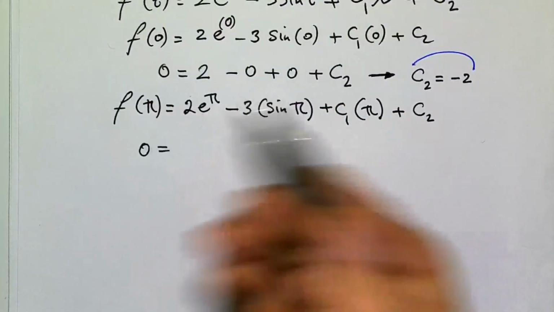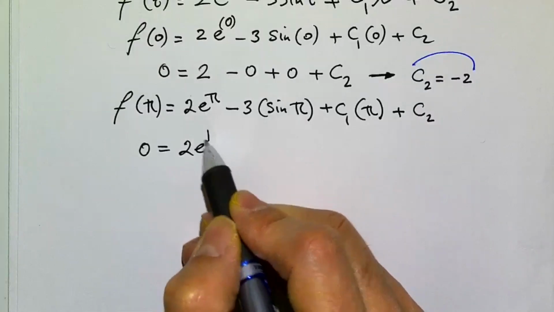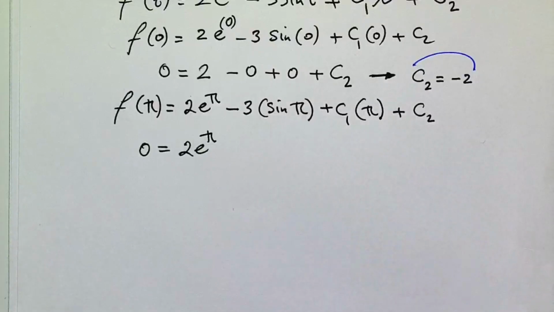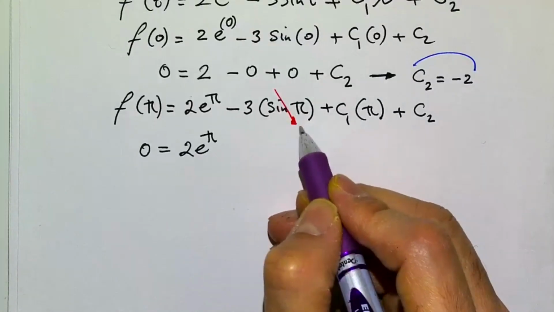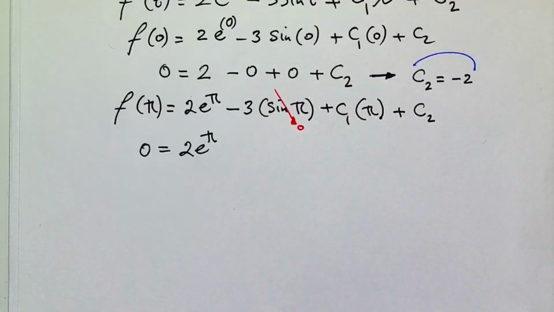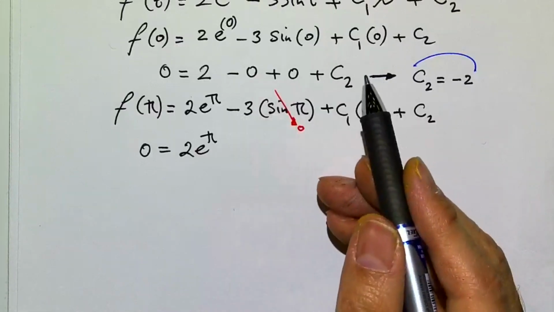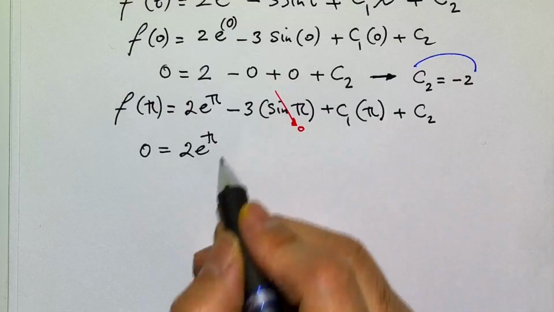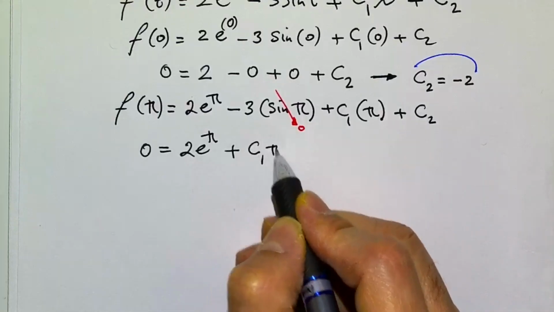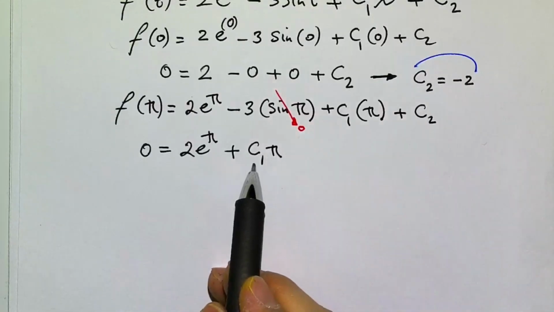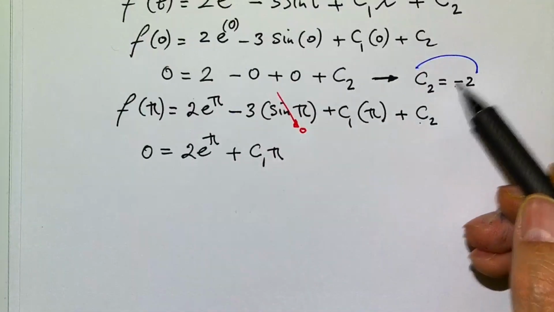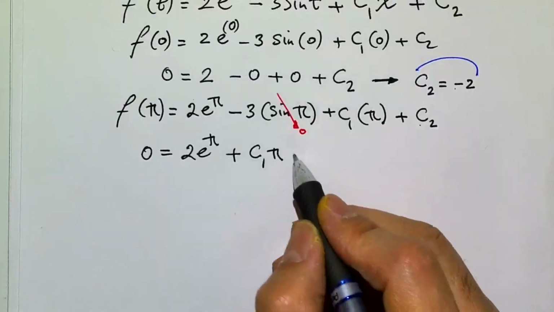Equals 2e to the pi. Let's keep it like that. It's just a constant, e to the pi times 2. And this sine of pi, we know it's equal to 0, so it multiplies by this and they drop out. Then we have c1 pi, and c1 is what we're looking for, right? C2, we already know what it is. It's minus 2, so plus minus 2, which is minus 2.